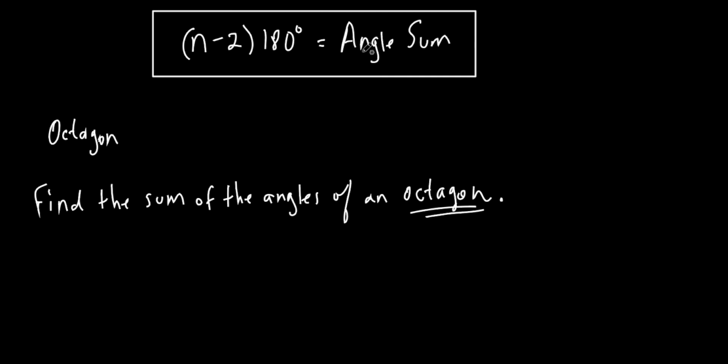So look, we're going to use this little formula right here. If I want to find the angle sum, is what you're trying to do, right? Sum of the angles, angle sum. I want to do what? Take 8 minus 2, and then multiply it by 180. 8 minus 2 is 6 times 180.